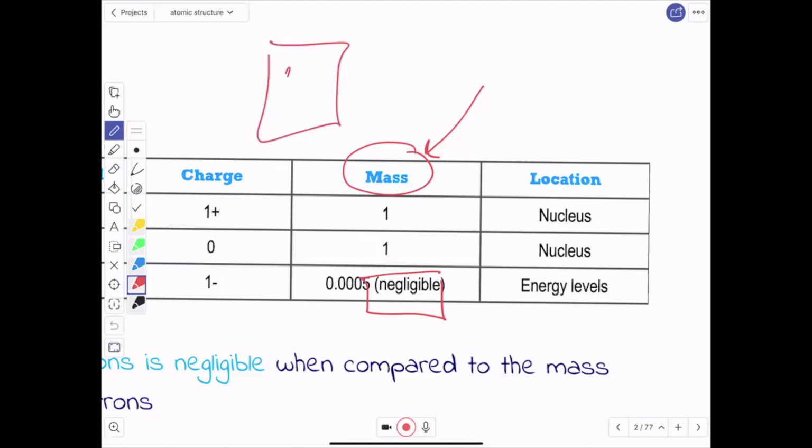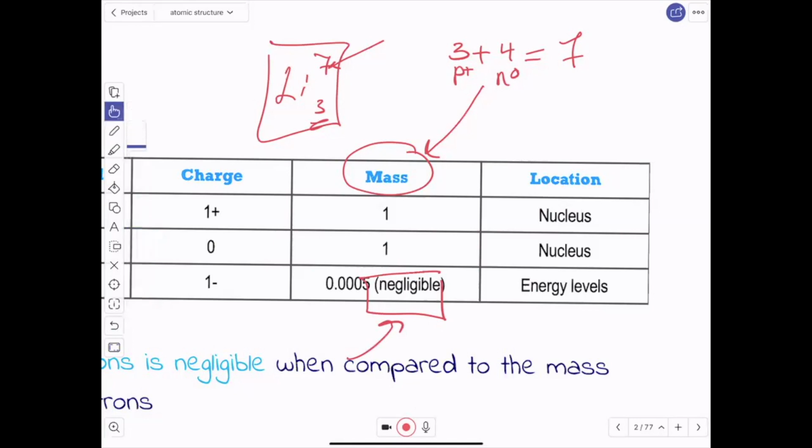So for instance, lithium got 7. The atomic mass of lithium is 7, right? And it got 3 protons. So this 7 is 3 protons and 4 neutrons. So together, that's what it says. So the electrons they do have a mass, but we ignore the mass of electrons because it's way too small to be calculated. All right. So we'll move on.